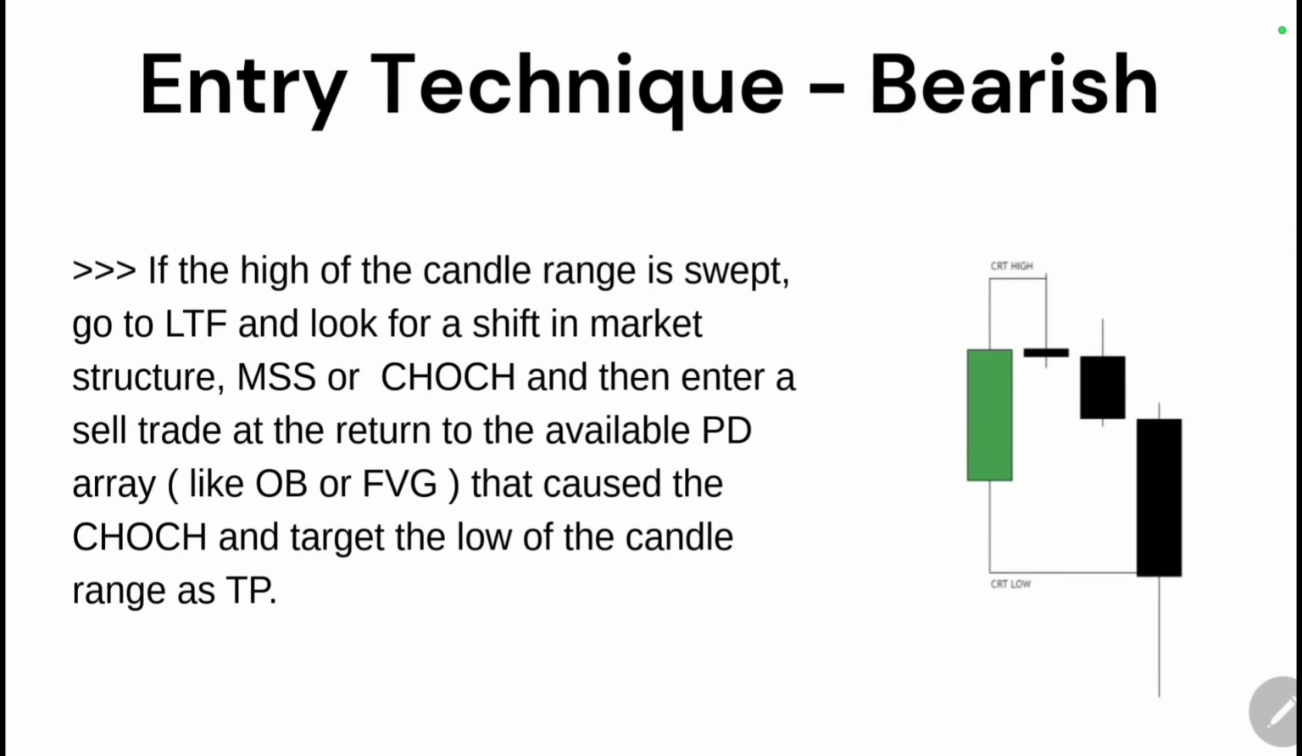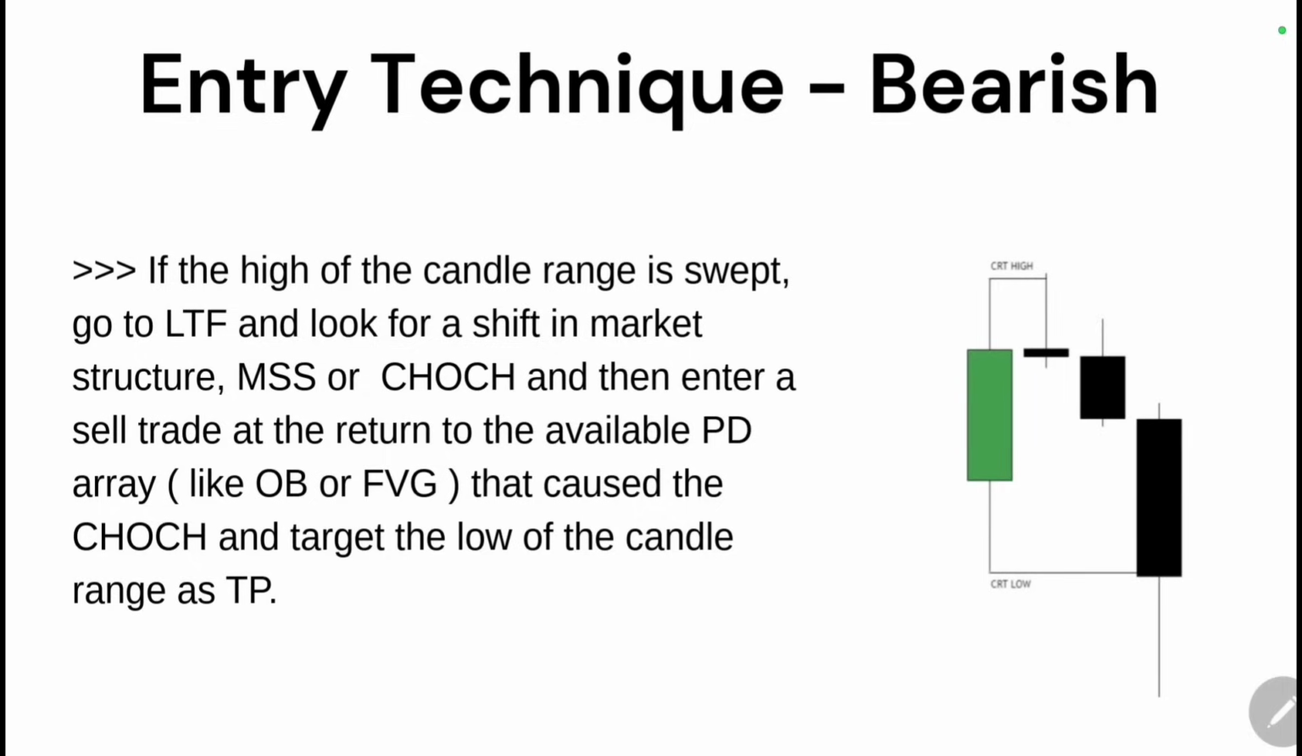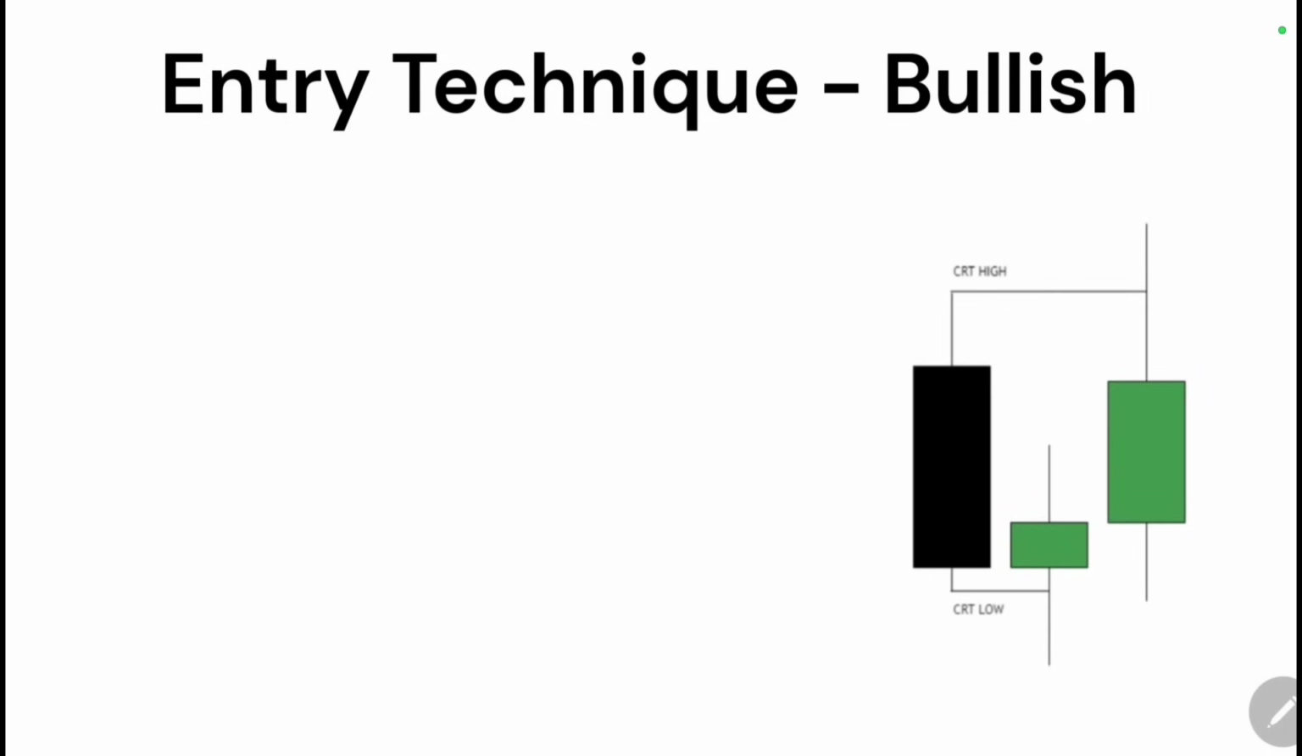Now for the entry techniques: if the high of the candle range is swept, you have to go to the lower time frame and look for a shift in market structure or change of character, and then enter a sell trade at the return to the valid PD array, like the order block or FVG that caused this change of character, and you now target the low here. This is the liquidity sweep to the upside. This is the range candle, so you are targeting the low of the candle range. For the sell scenario, we're going to see it on the chart in no too distant time.